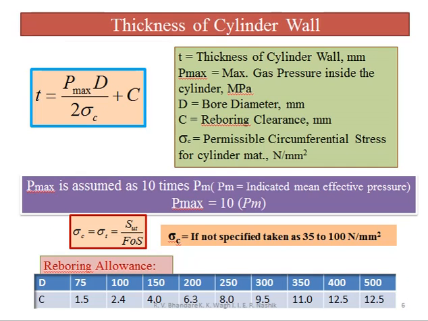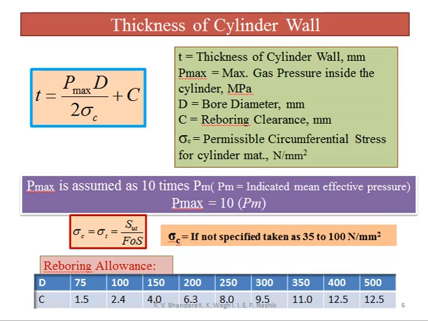Now the next calculation is for the thickness of the cylinder wall. When we talk about the thickness of the cylinder wall, we consider it a thin cylinder, and we apply the formula of thin cylinders to calculate the thickness. In thin cylinders the circumferential stress, or hoop stress, is the main stress. So the same formula is used here: t is equal to p D by 2 sigma c.